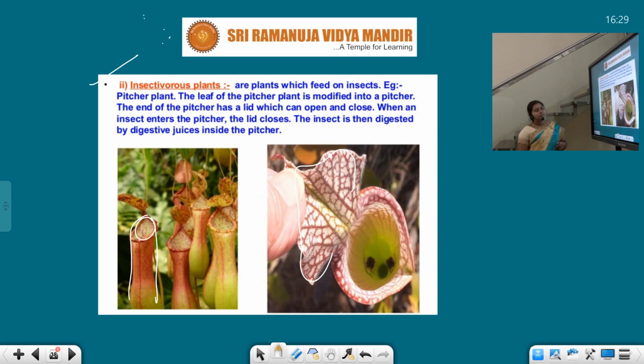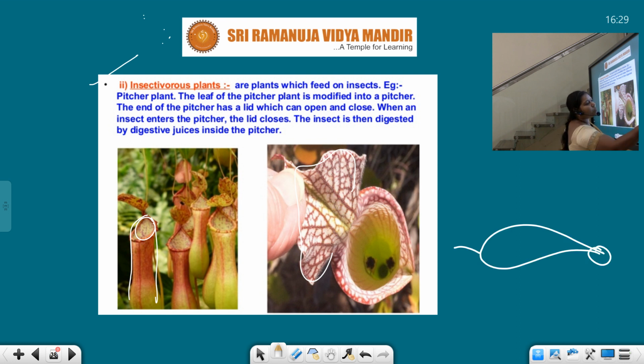Next, insectivorous plants. There are some plants that prefer to eat insects for their protein demands. Okay, so they have jug-like structures. The leaf apex, for example, this is the leaf, right? So this part is known as the apex. This part of the leaf is modified into jug-like structures known as pitcher. So in these pitchers, insects get trapped. Whenever an insect lands on the surface of the particular jug-like structure, it immediately gets closed, and the insect gets trapped inside the pitcher plant.